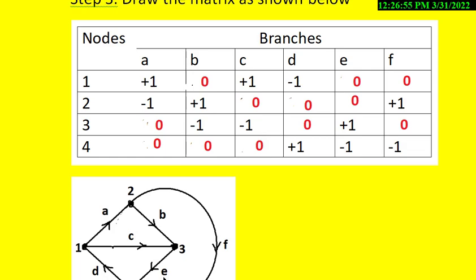Next, we have another element called E. This element E current is flowing away from the node 3, so put plus 1 here.